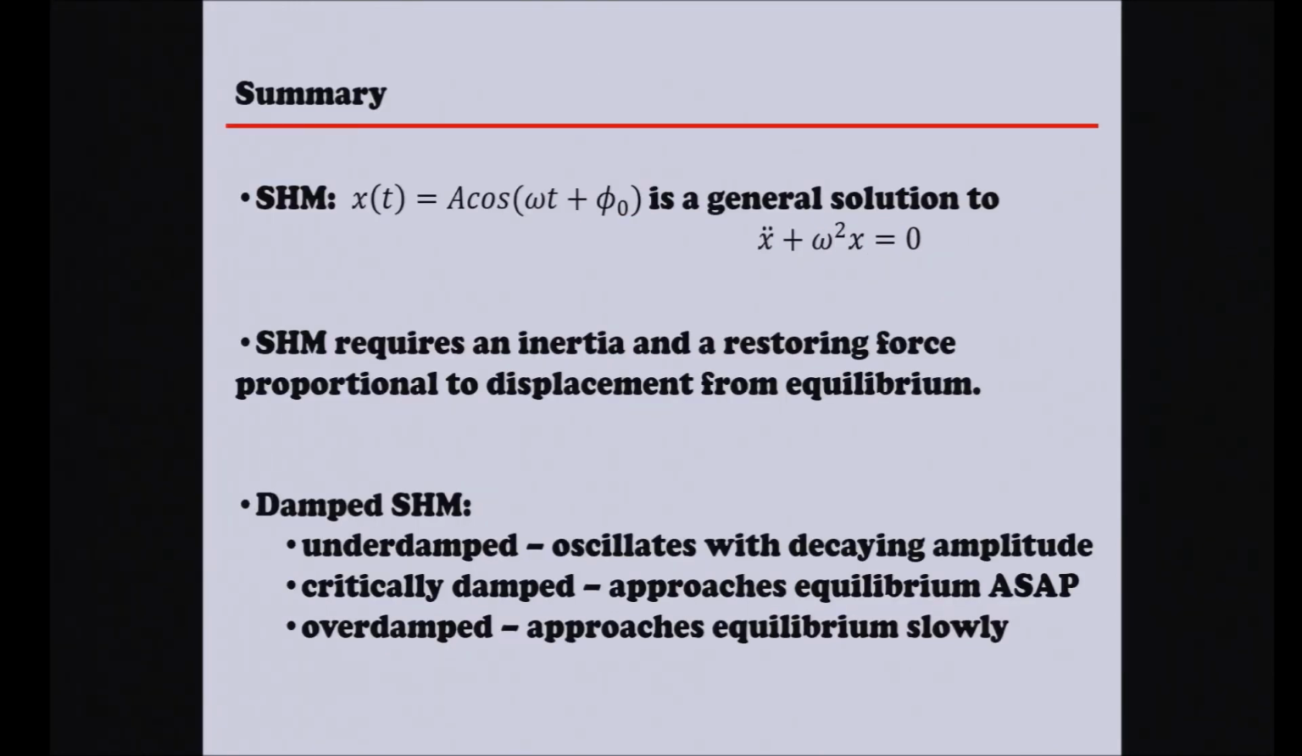So, in summary, what we've learned is that simple harmonic motion is a very general solution to many problems, not limited to simply masses on a spring. And if you can write your equation of motion as something like x double dot plus some constant times x equals 0, you know the answer. This is x equals A cosine of omega t plus phi naught. So simple harmonic motion requires inertia and a restoring force proportional to the displacement from equilibrium. The force has to be proportional to x and has to move it back towards x equals 0.